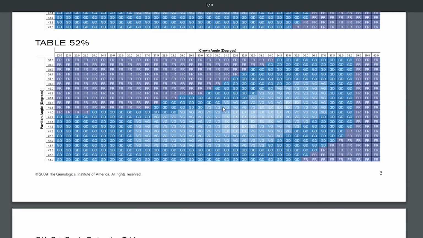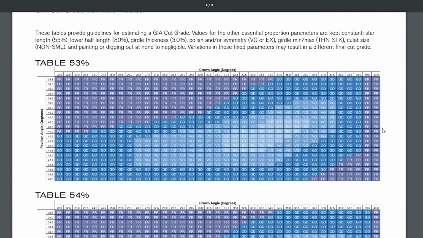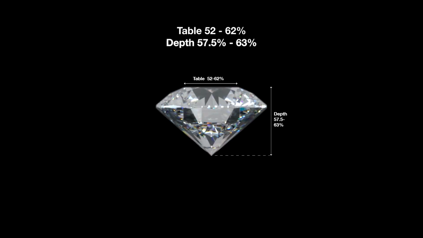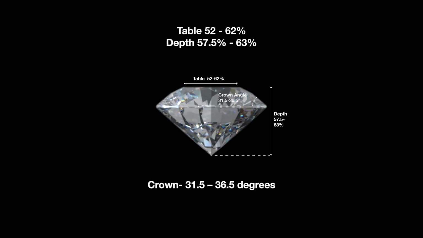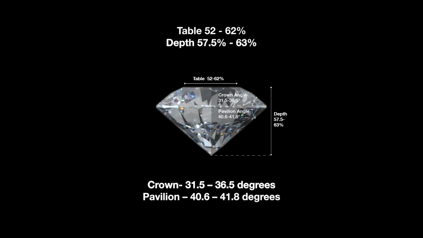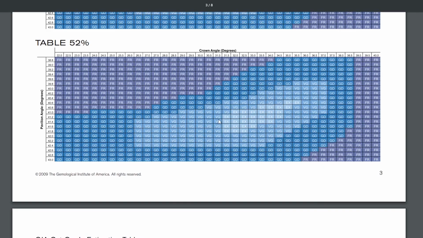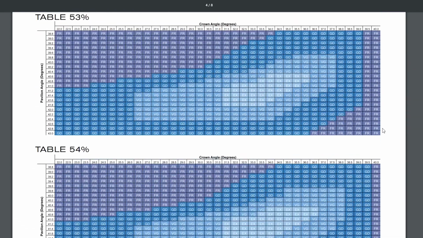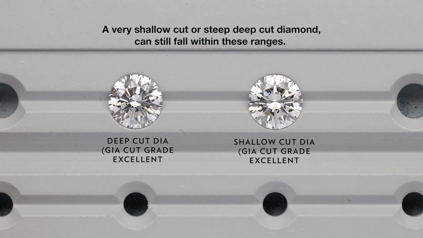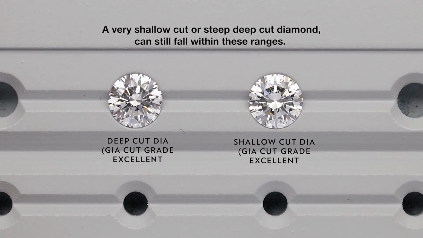For example, they use a range of proportions that a diamond must fall within in order to attain an excellent cut grade. The table has to be 52 to 62%, the depth 57.5% to 63%, crown 31.5 to 36.5 degrees, and pavilion 40.6 to 41.8 degrees. Now when it comes to proportions, this excellent cut range is very wide, and I mean really wide. A very shallow cut or steep cut diamond can still fall within these ranges.